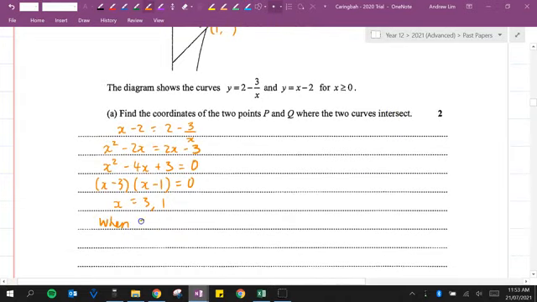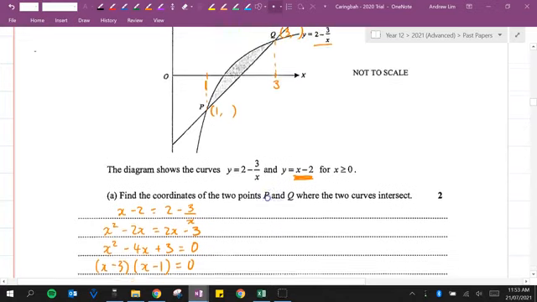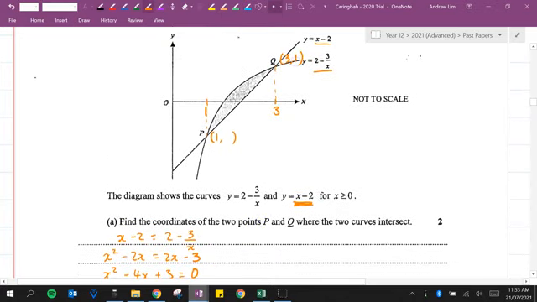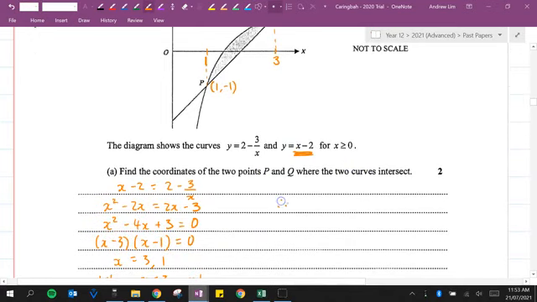When x is equal to 3, y is going to equal, I'm just going to use this one because that's the easiest one to use, 3 minus 2, which is 1. And when x is equal to 1, y is equal to 1 minus 2, which is negative 1. So x is 3, y is 1, and x is 1, y is negative 1. Therefore, P is (1, -1), and Q is (3, 1).